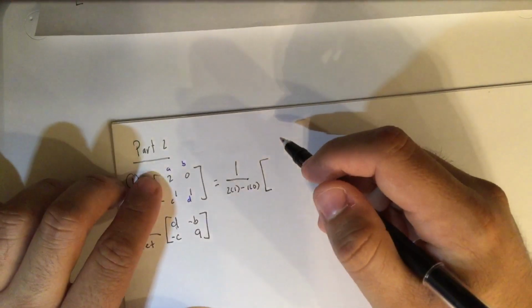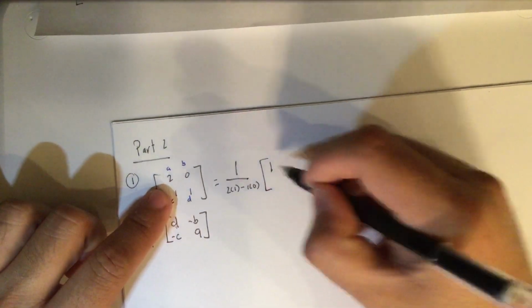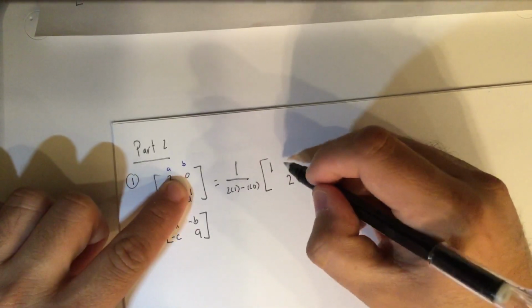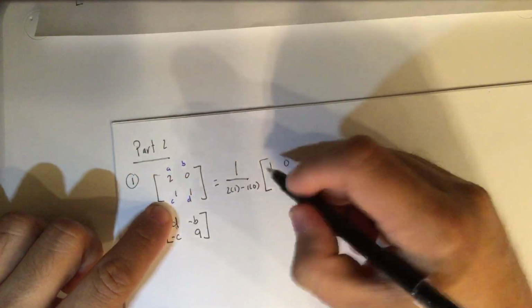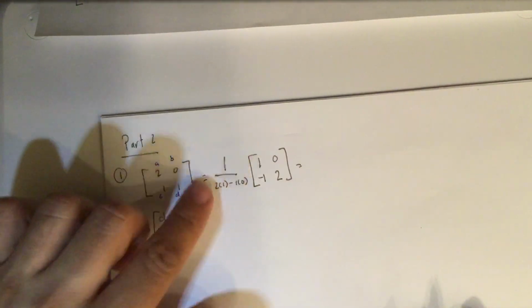And then I'm going to switch A and D because that's what it's telling me to do. So instead of 2, 1, it's now 1 and 2 here. And opposite of B is still 0. Opposite of C is negative 1. Now to find my inverse, all I have to do is just multiply this out.